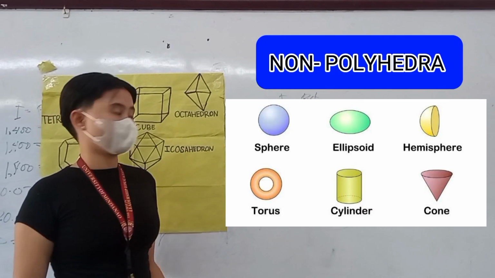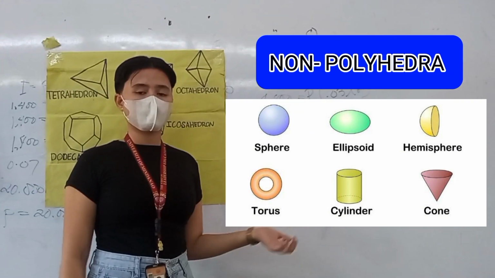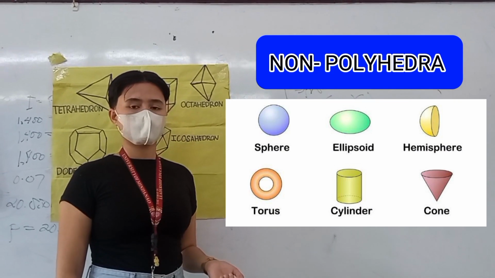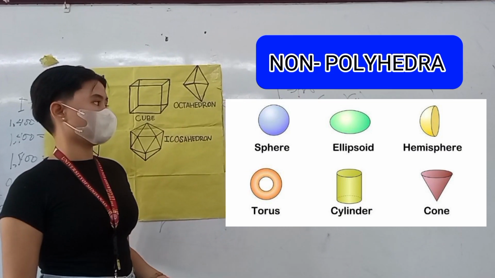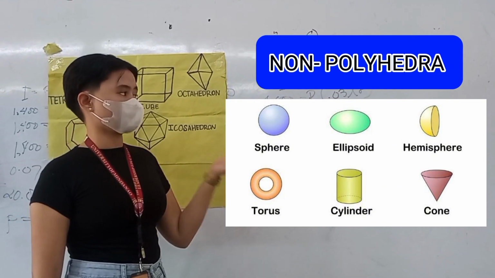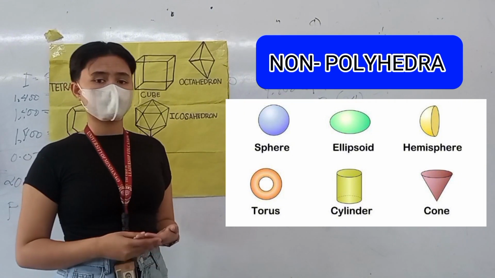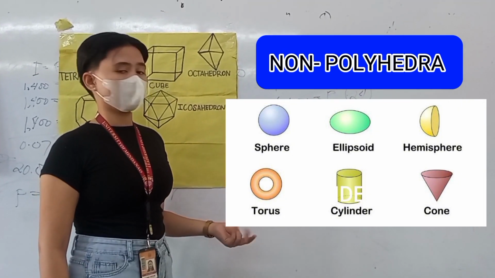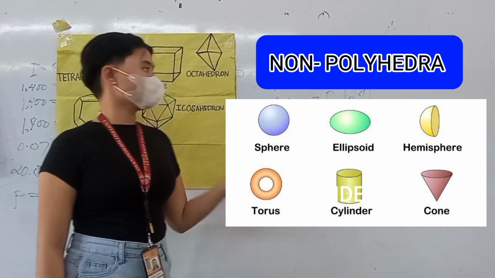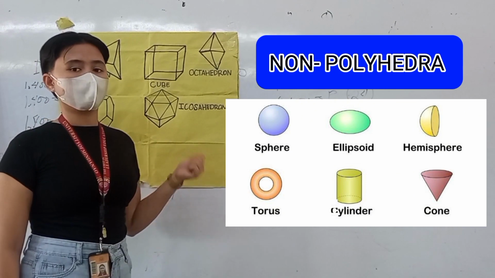Here are more examples of non-polyhedra. Number 1, a torus, is a surface of revolution generated by revolving a circle in three-dimensional space about an axis coplanar with the circle. Number 2 is a sphere. A sphere is perfectly symmetrical around its center, with all points on the surface lying the same distance from the center point. Number 3 is a cylinder. A cylinder has two parallel congruent bases that are circular and one curved side.